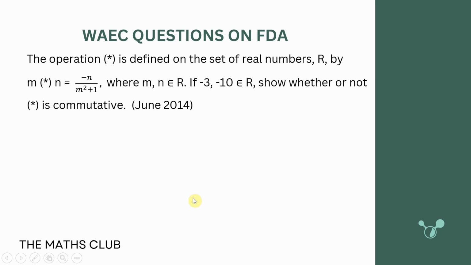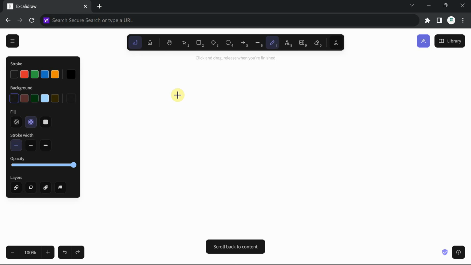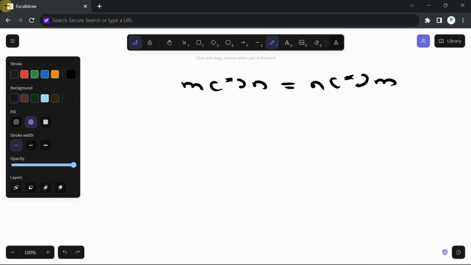Great. So let's look at this question. It says the operation star is defined on the set of real numbers by m star n is equal to minus n over m squared plus 1, where m and n are members of the real numbers, right? So if minus 3 and minus 10 are members of the real numbers, show whether or not the star is commutative, right? Remember I said something about commutative properties: if m star n is commutative, that means m star n will also be equal to n star m. If I get the same value for both, if I flip these sides and get the same value, then that means it's commutative.